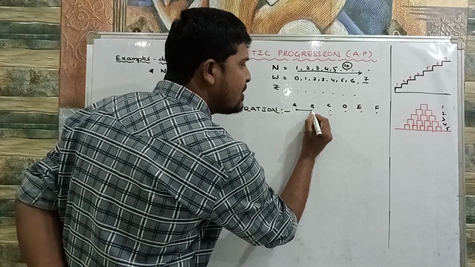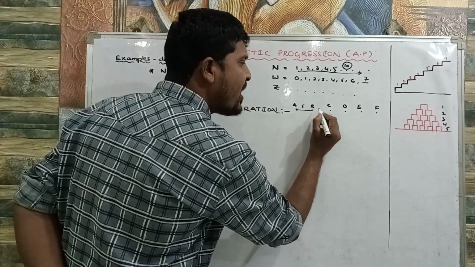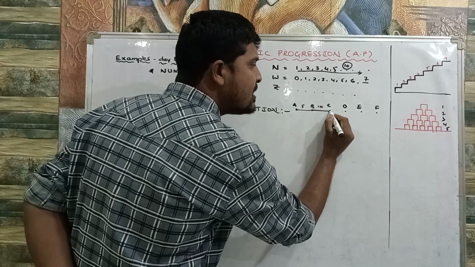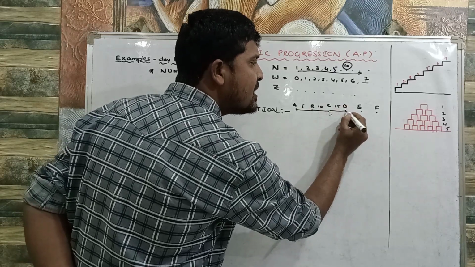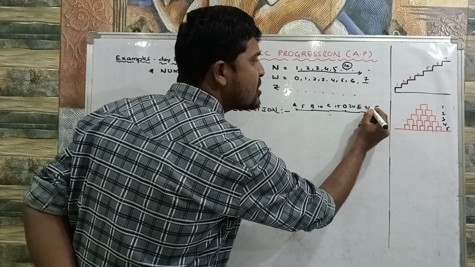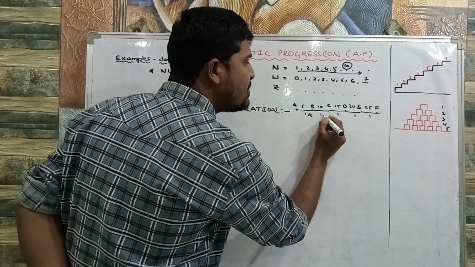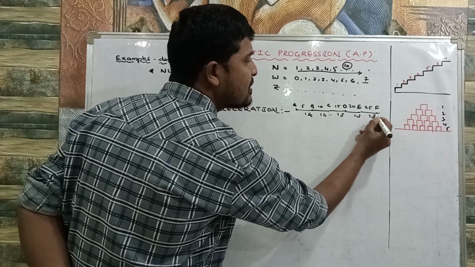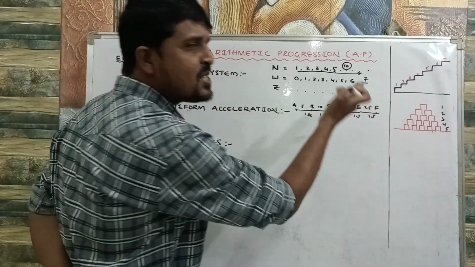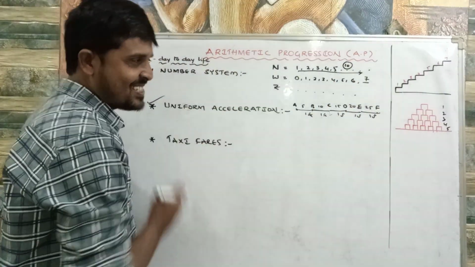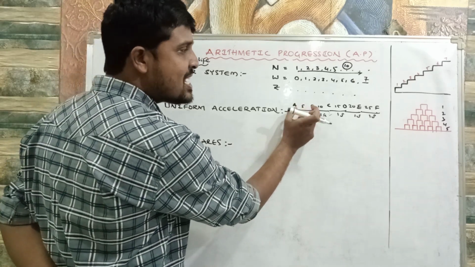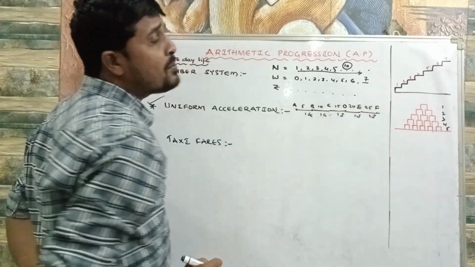From A to B, the body's velocity is 5. From B to C, it's 10. C to D, it's 15, then 20, 25. Every time, the time taken is 1 second. Now, can we say the body is moving with uniform acceleration? Yes, because it is maintaining equal velocity changes in equal time intervals.